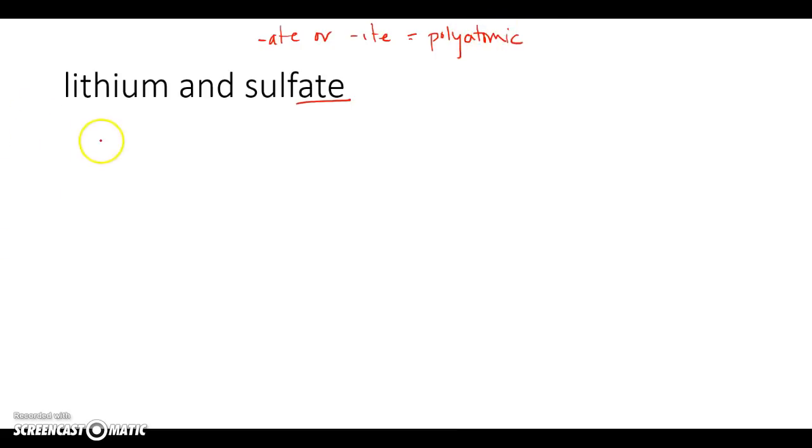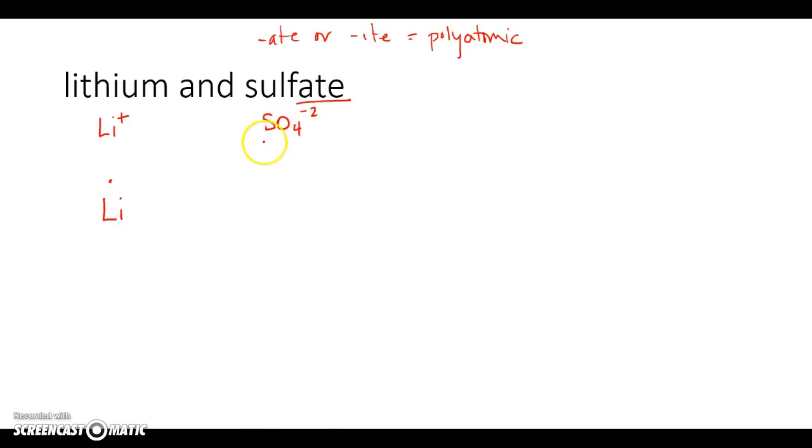So in this case here we have lithium and we have sulfate. You will have a reference sheet that tells you exactly what the chemical formula for sulfate is, but since many of you don't have it, I will tell you that. It is SO4 with a -2 charge. Lithium, with our periodic table, we know that it has a +1 charge. So same concept as we've been doing before. With lithium, we know we have 1 valence electron.